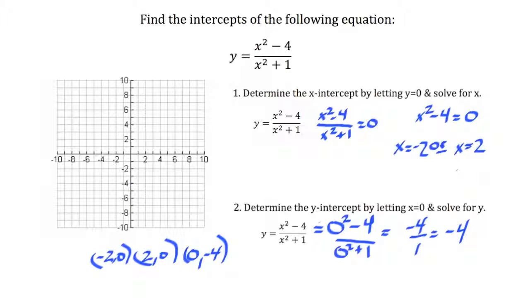We can go ahead and plot those points on the graph to the left: 0, negative 4, negative 2, 0, and 2, 0.